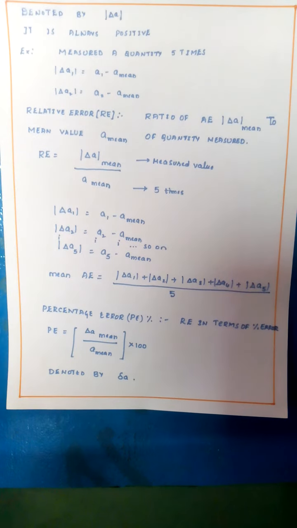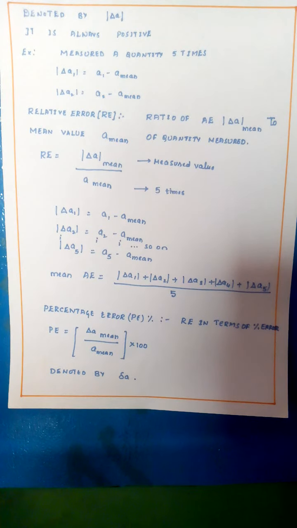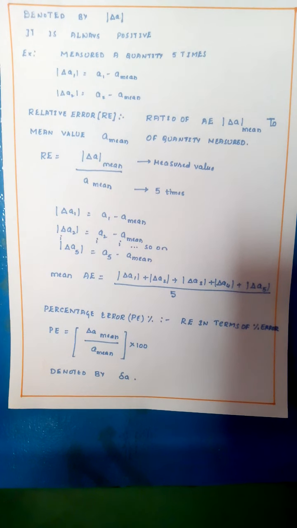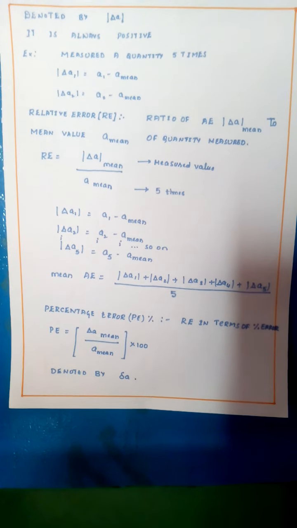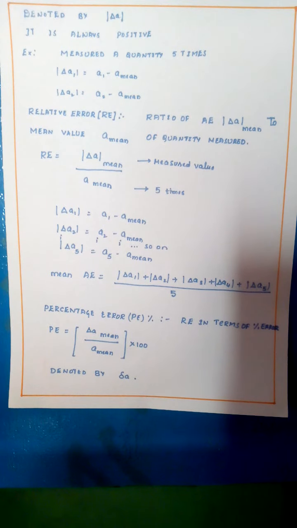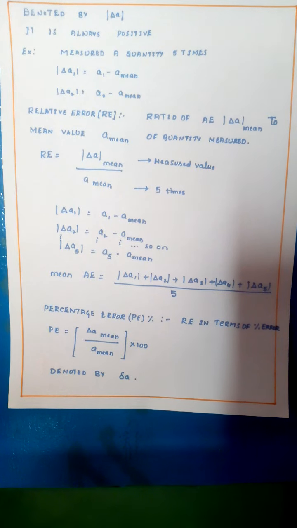Now, the mean absolute error. We have a formula: delta A1 plus delta A2 plus delta A3 plus delta A4 plus delta A5 divided by 5, for the 5 readings. If I take n readings, then mean absolute error is equal to delta A1 plus delta A2 plus delta A3 and so on up to delta An, divided by n. Understood?